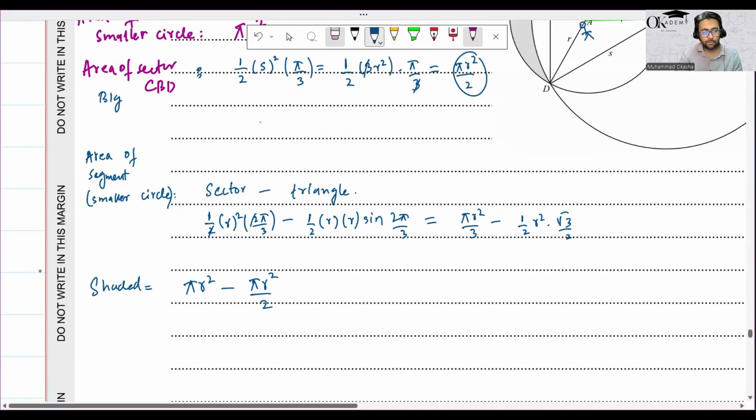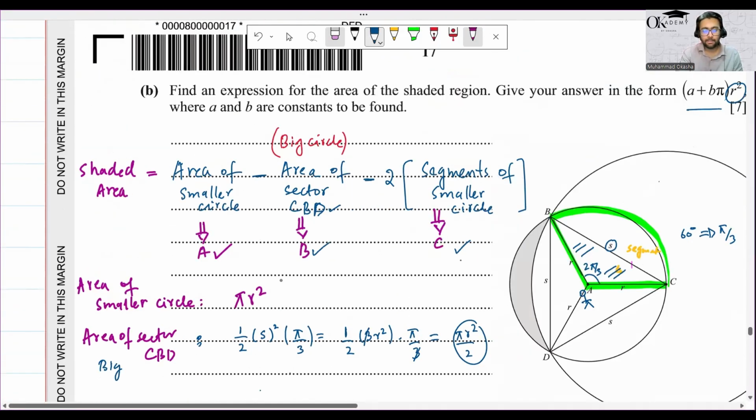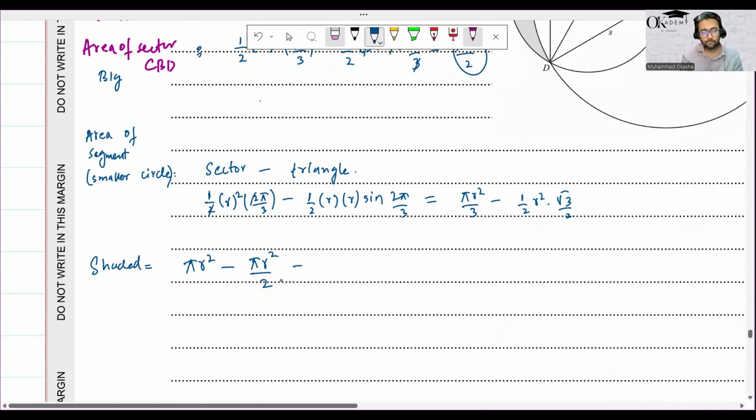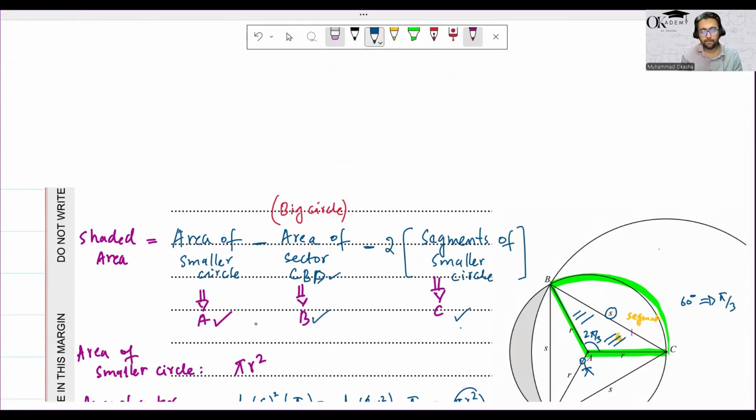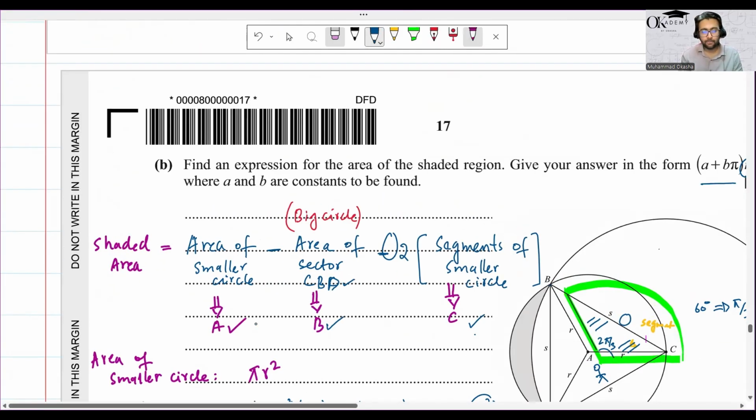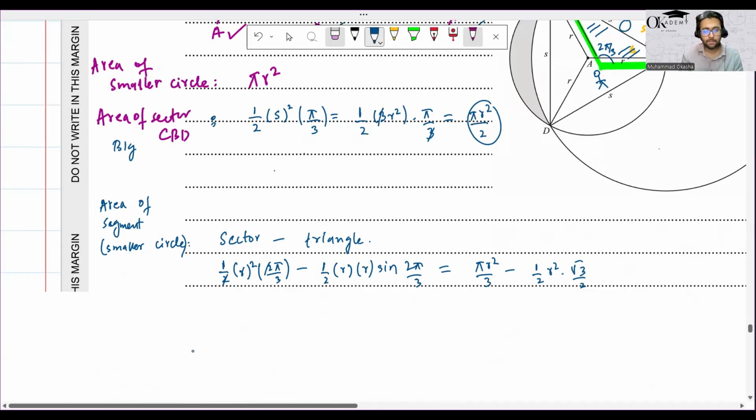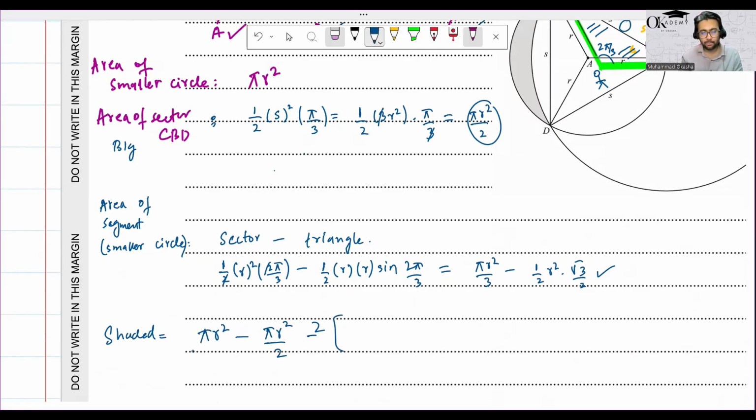The next thing we'll do is minus 2 times the segment of the smaller circle, because we have a minus 2 here. We worked out the segment of the smaller circle, which was this. So I'll put this over here: minus 2 times the segment of the smaller circle, which is, sorry, just pi r squared over 3. Do you want to simplify this over here?